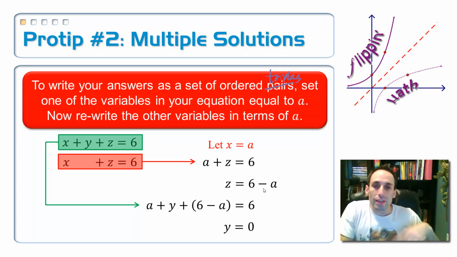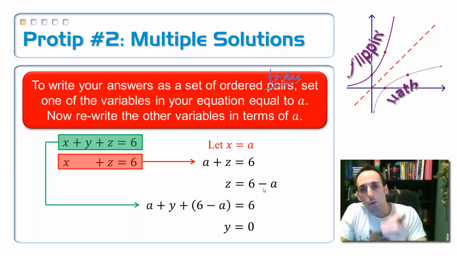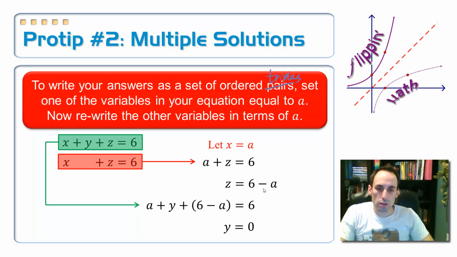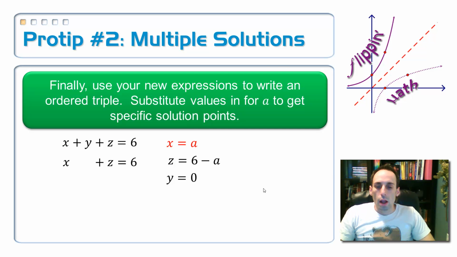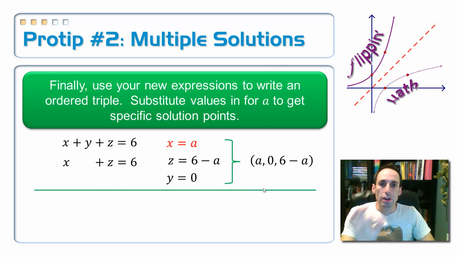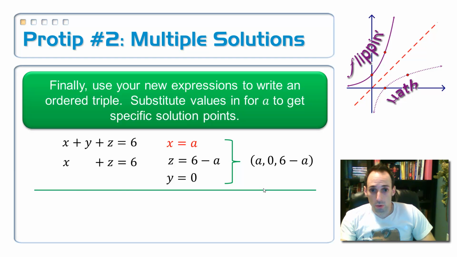Which means that no matter what, whenever you solve this system of equations, the y coordinate is always 0. But then the x and the z coordinate can change a little bit. So this is how we're going to write it here. We're going to write it as a generic ordered triple like this: a, because that was our x coordinate, comma 0, comma 6 minus a, right?